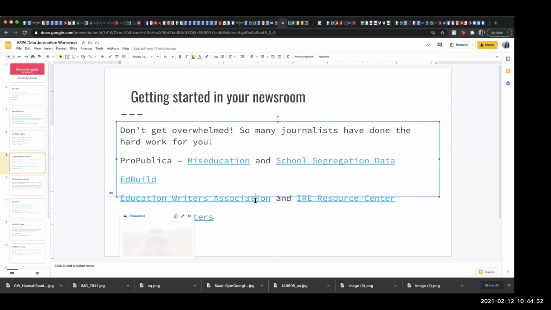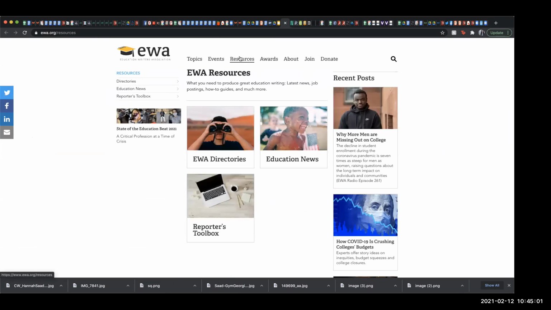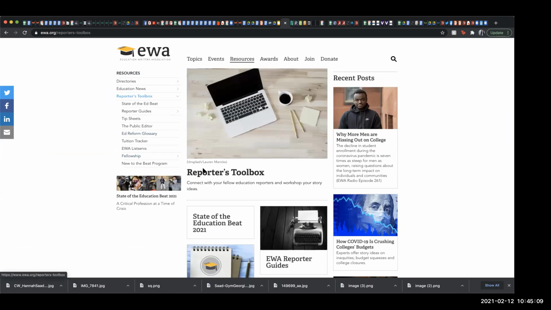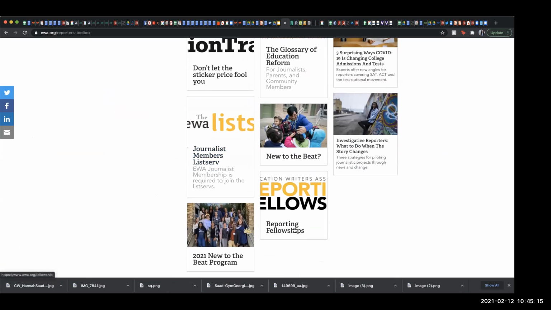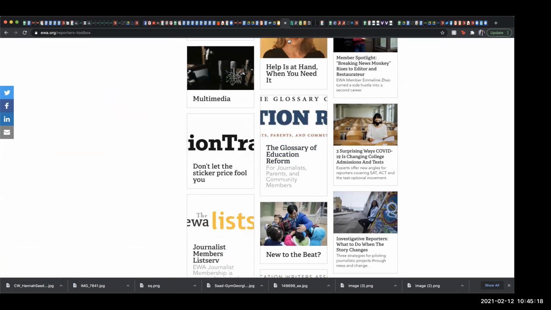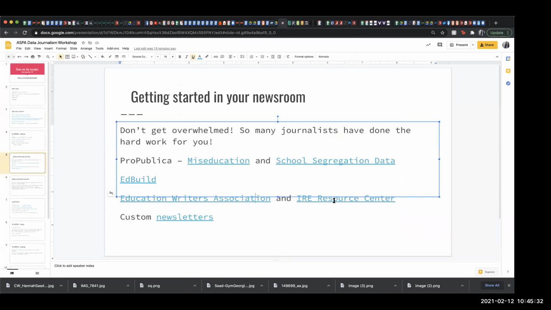These are two professional organizations that have resource guides. Education Writers Association is an amazing organization. And they have things like reporters toolboxes. They have tip sheets for whenever they have conferences kind of like this. And it's never too early to start looking at some of this stuff. You'll get so many story ideas because this is made for reporters who specifically cover education. And that's you. A lot of the times high school journalists get left out of that conversation, but that is you right now.